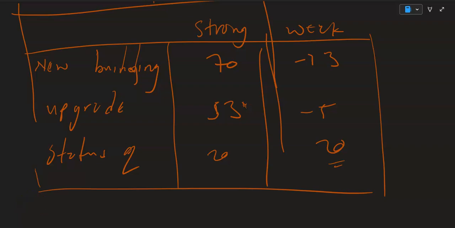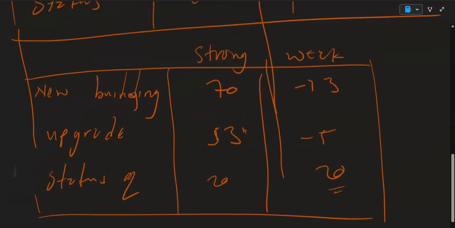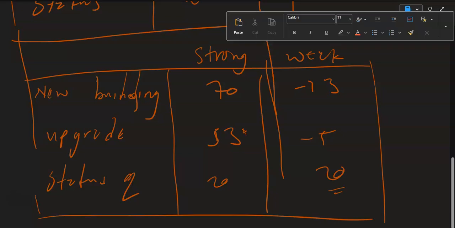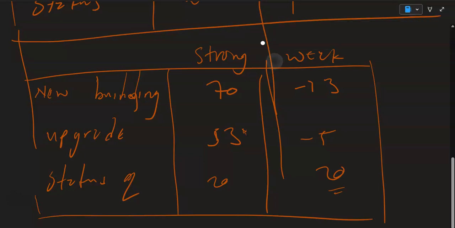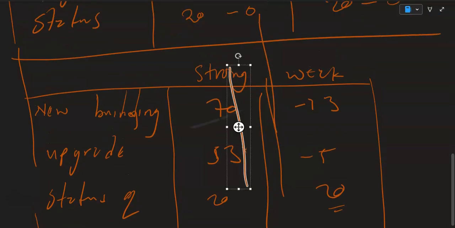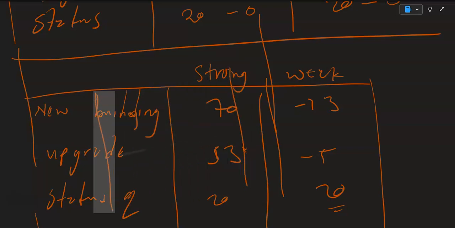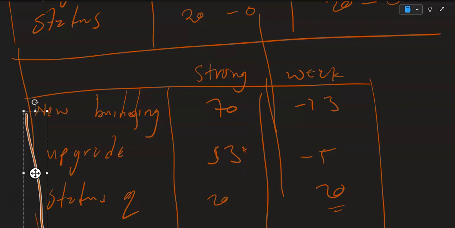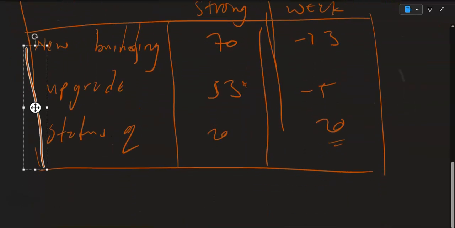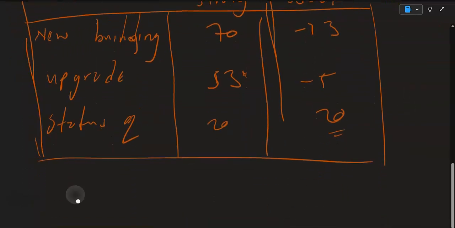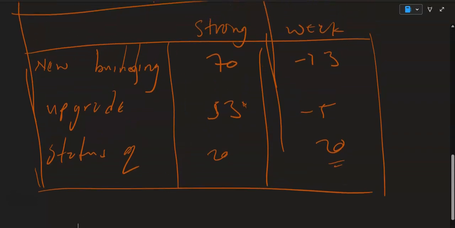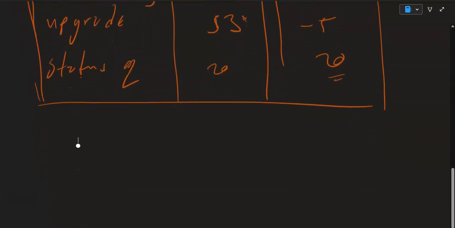Okay, welcome back to the decision under risk lecture. We were just addressing these issues. Now we continue from where we left off, and we are trying to build a decision tree.